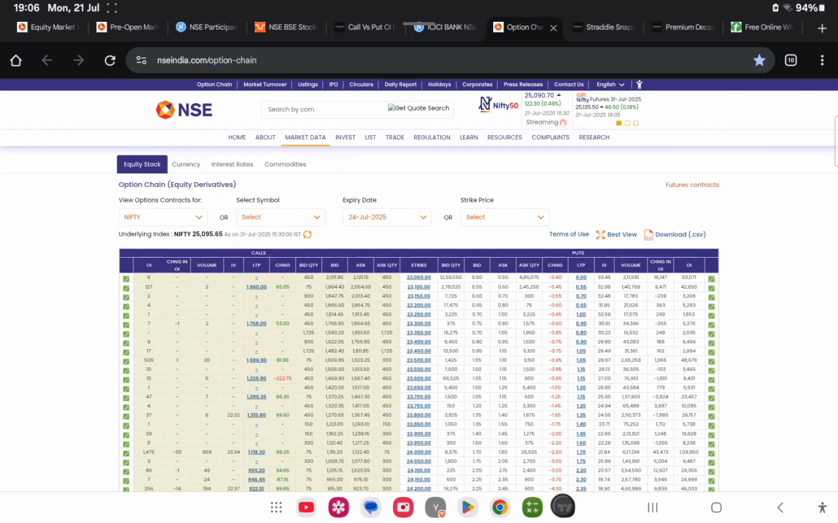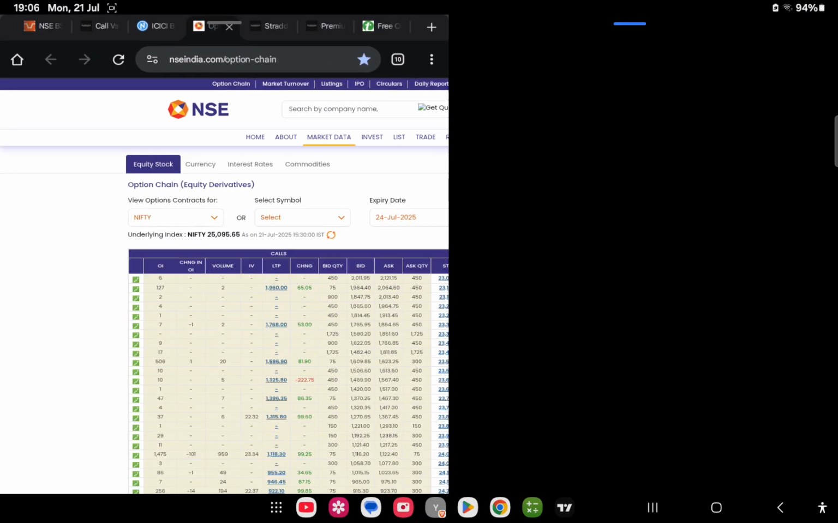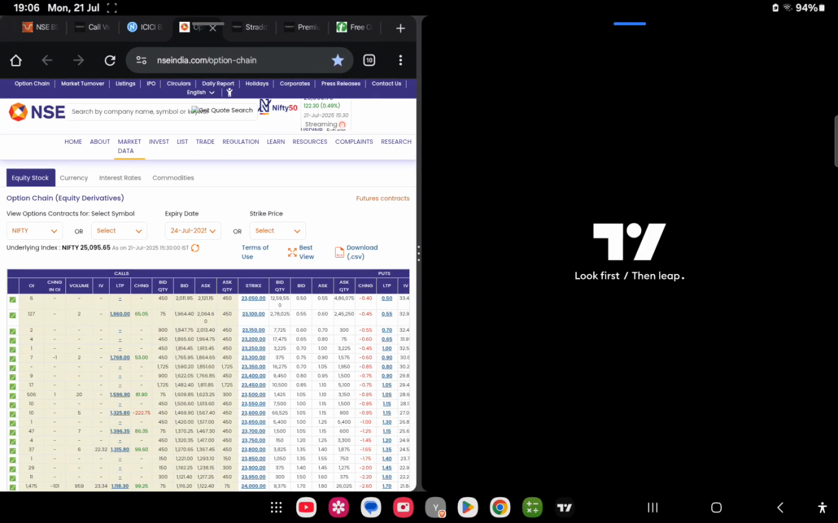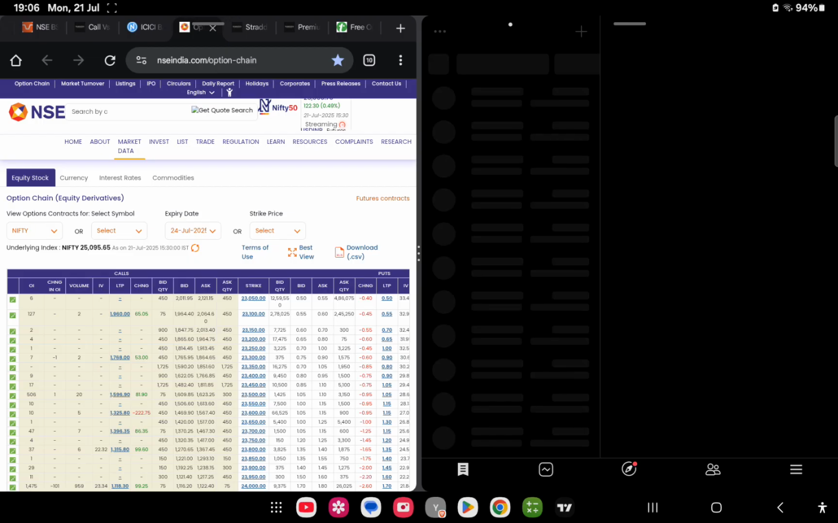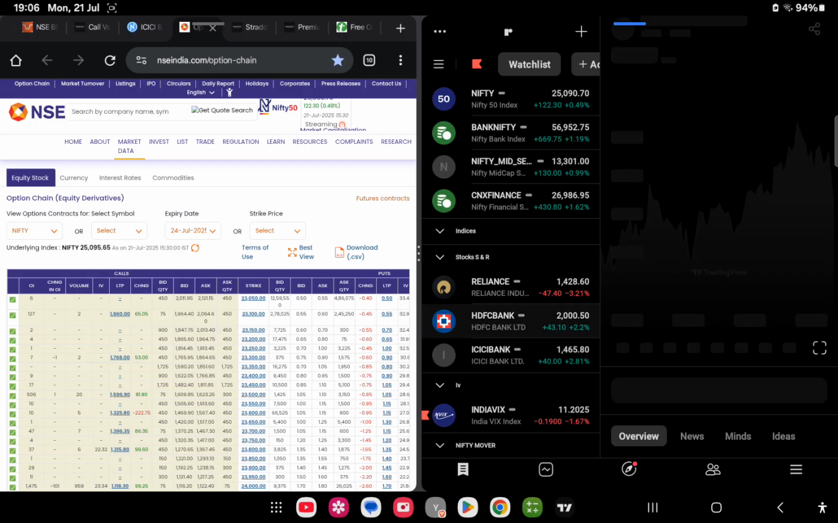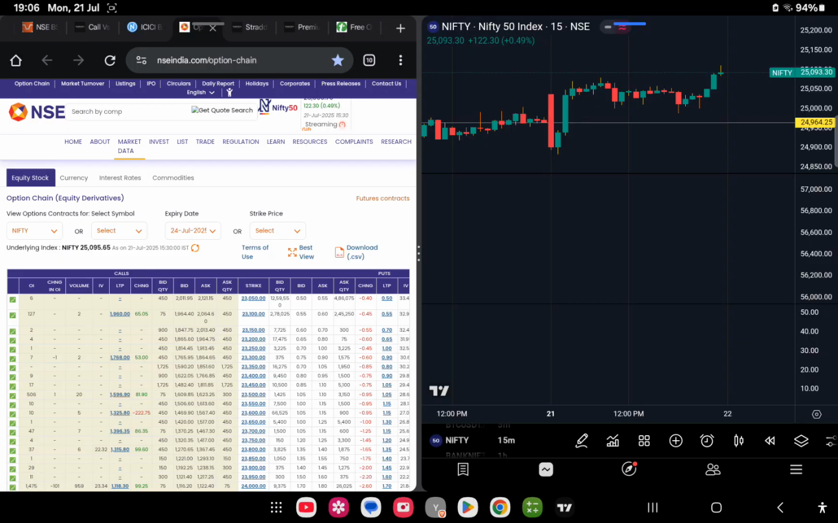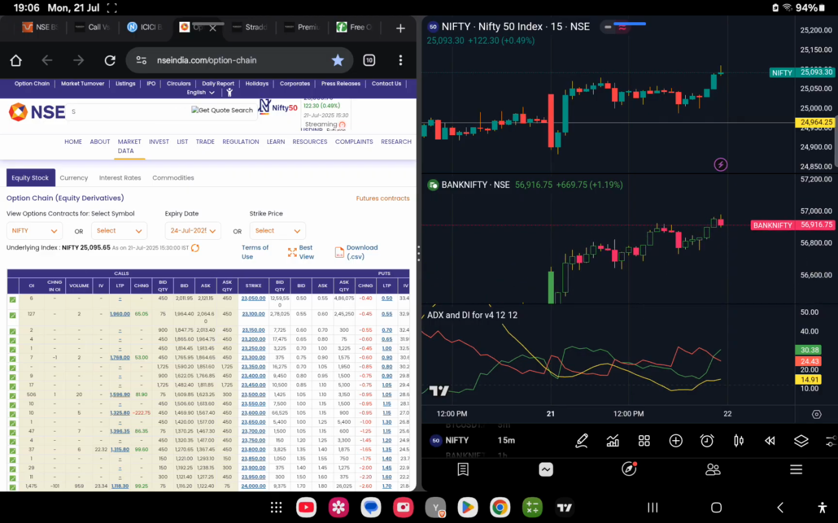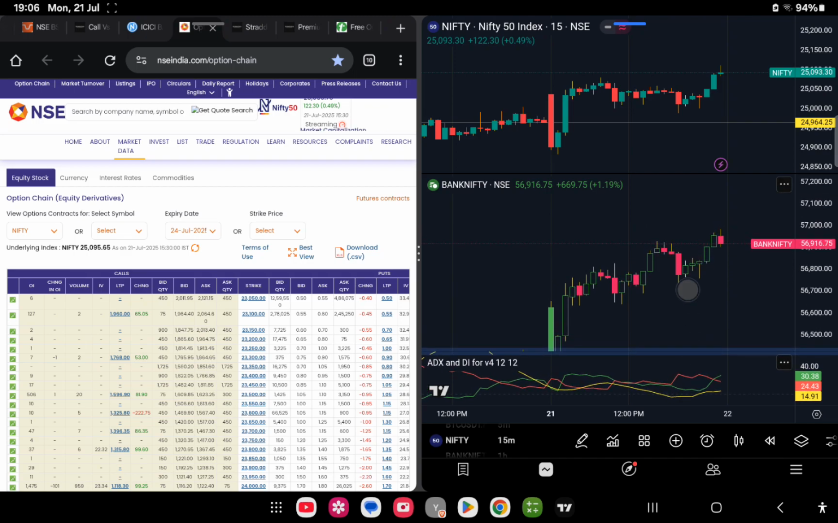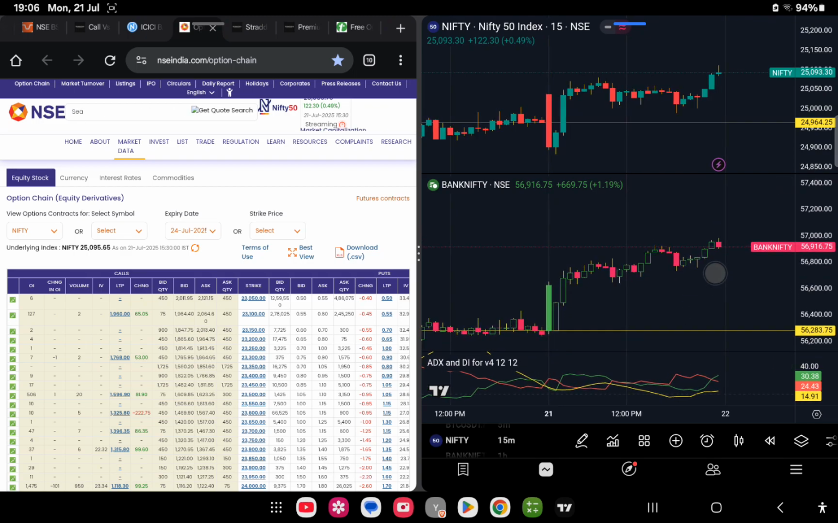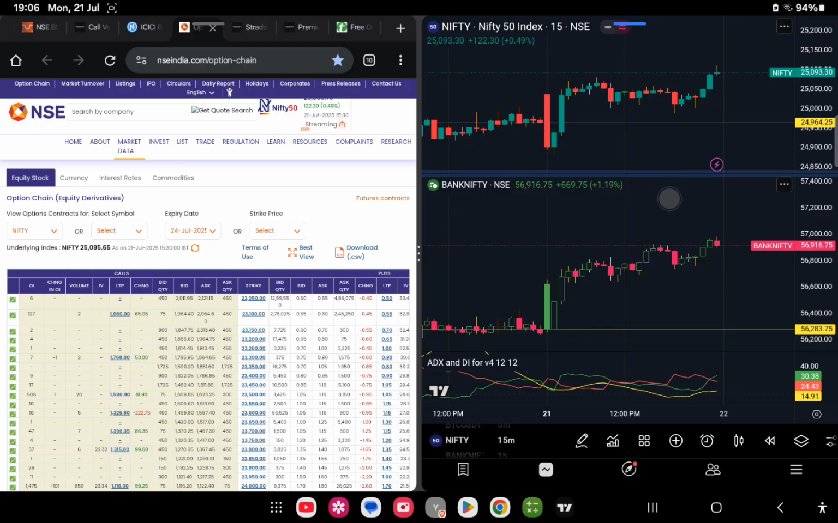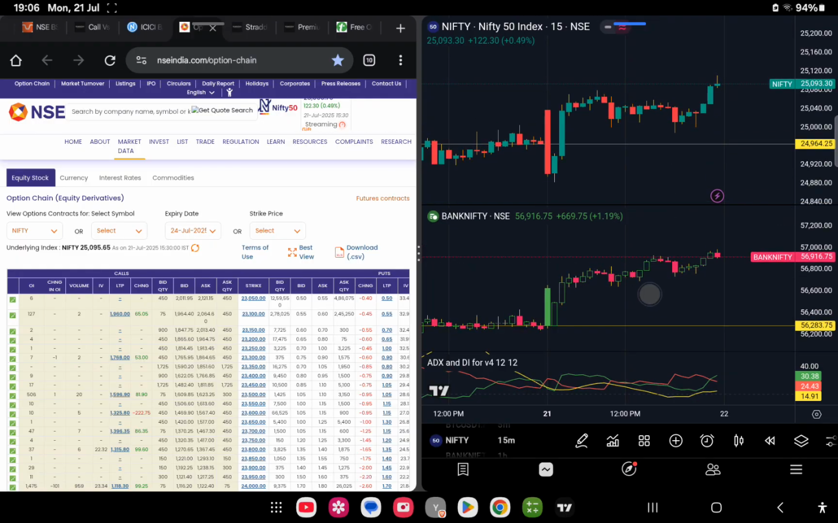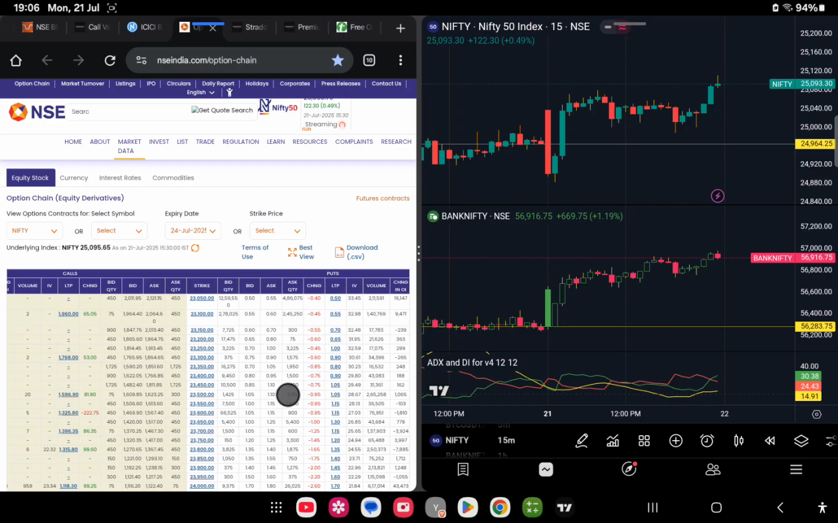Okay, now let's compare with the price action. We have Nifty here. It was very good. You could clearly see markets were pretty good today. Bank Nifty was very bullish today compared to Nifty. Okay, so let's just try to do some analysis.